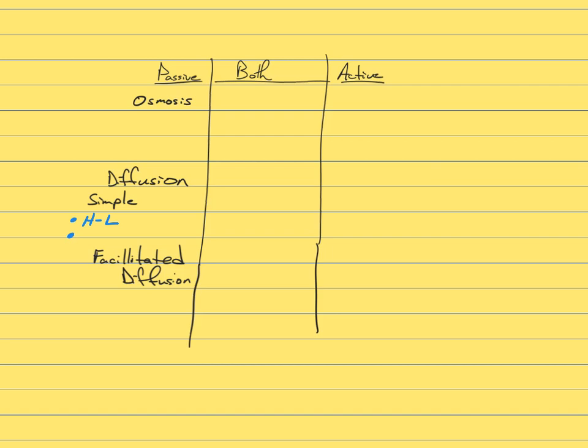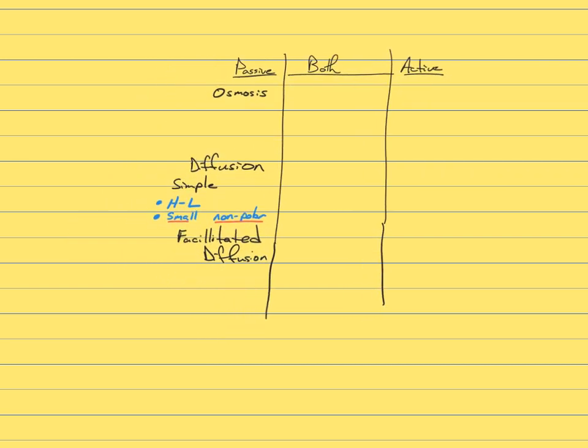So things that move high to low through the membrane without any help would be small and nonpolar. Maybe polar as well, depending how small they are and how strong the concentration gradient is. So small and nonpolar are the things that easily move across the membrane. What are some examples of small and nonpolar molecules? There would be things like carbon dioxide, CO2, and oxygen gas. So these are gases. Gases easily move across the membrane because they're nonpolar and small.